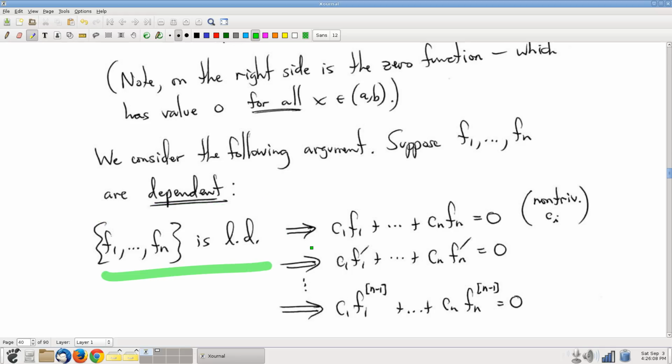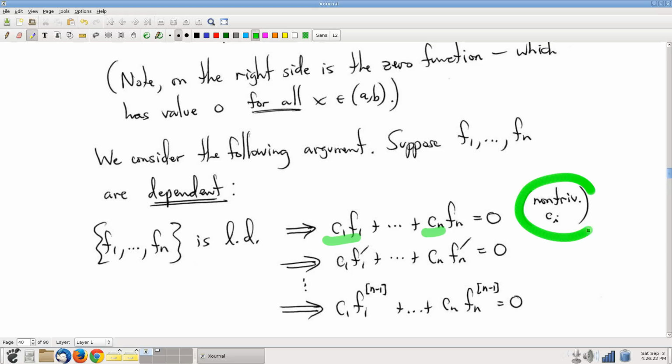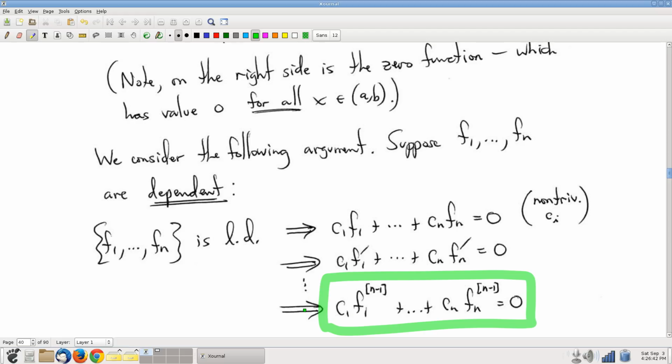Suppose we have a dependent list of functions. Well, that's what that means. A dependent list of functions, there is a linear combination of them that adds up to the 0 function. And furthermore, it's not just a linear combination, it's a non-trivial, a significant linear combination that adds up to the 0 function. Now take a derivative of that equation. And then take a derivative of that equation, etc., etc. And keep going until you've gone down to the n-1th derivative.